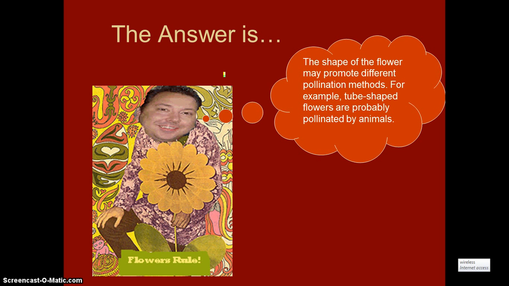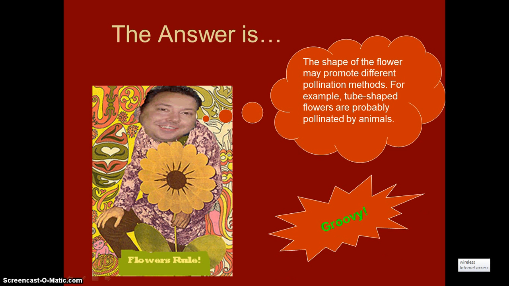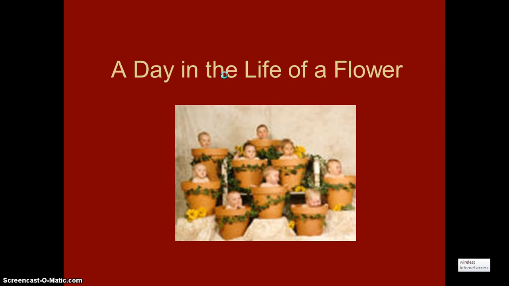Because the whole point of pollination, or what the flower is trying to do, is to promote a certain pollinator to grab its pollen and get it towards its stigma so it can live out its life cycle, produce a seed which will produce new flowers. Groovy. Now, what is the life of a flower?